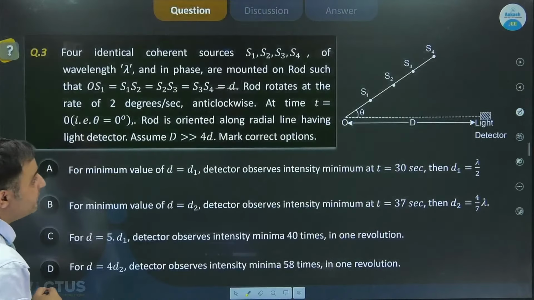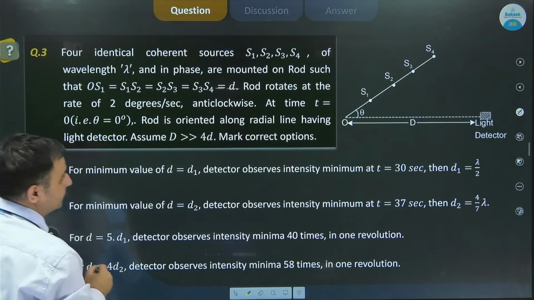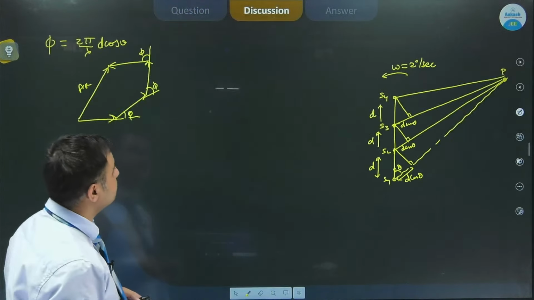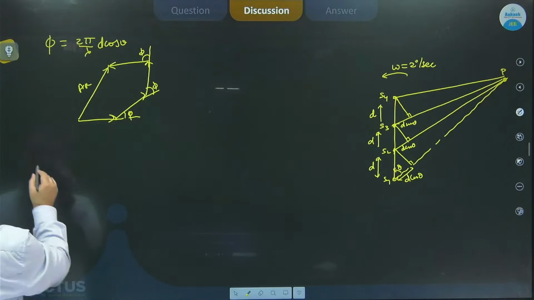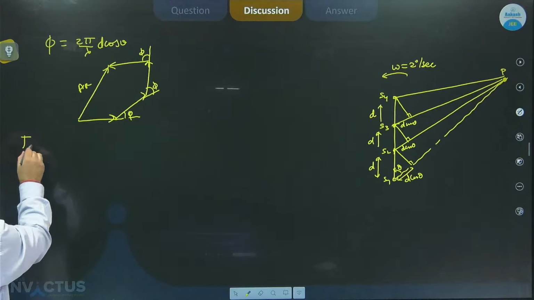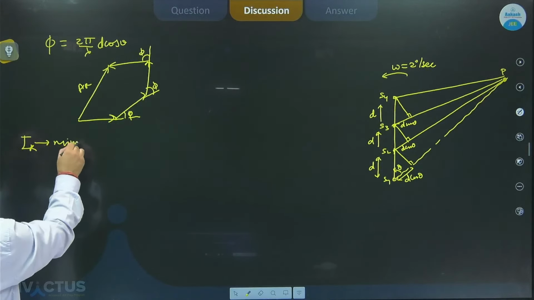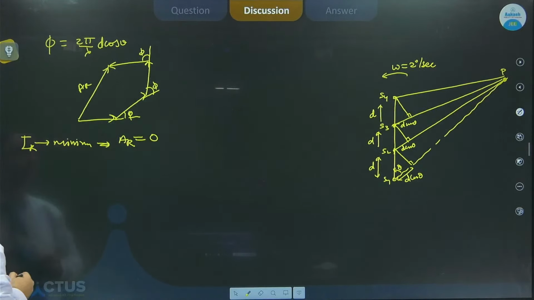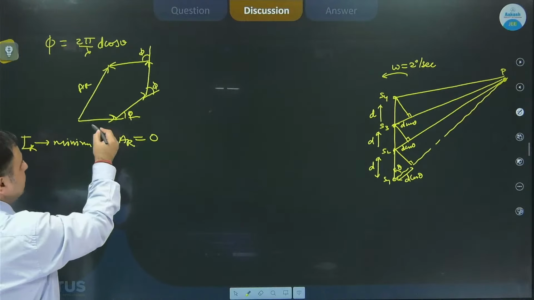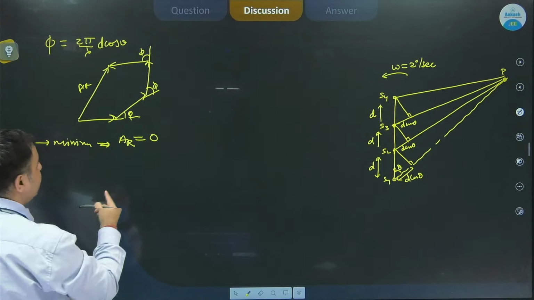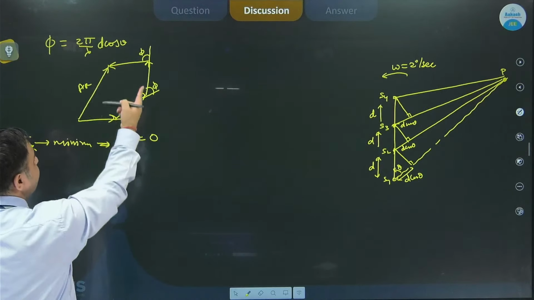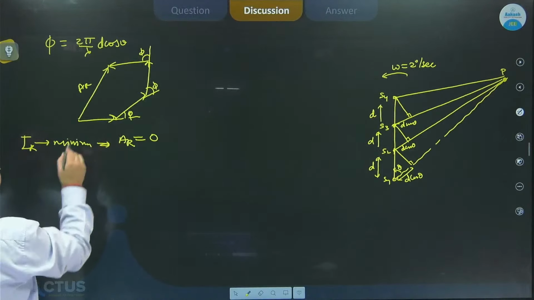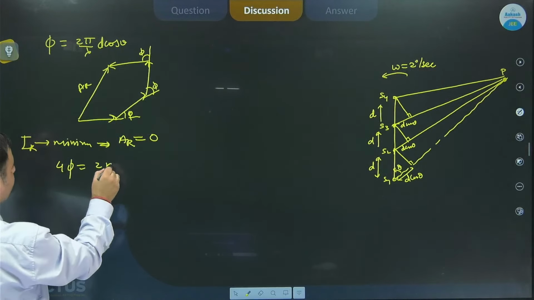The condition we are looking for, हम मिनिमा की कंडीशन ढूंढ रहे हैं, we are looking for minima, minimum intensity. तो मिनिमम इंटेंसिटी के लिए अगर P पॉइंट पर इंटेंसिटी मिनिमम होनी है तो for resultant intensity to be minimum, रिजल्टेंट एम्पलीट्यूड शुड बी जीरो। For resultant amplitude to be zero, ये जो वेक्टर डायग्राम है क्लोज लूप होना चाहिए। दैट मीन्स फाई का जो टोटल सम है, सभी फाइज का जो सम है, वो इंटीग्रल मल्टीपल ऑफ 2π होना चाहिए। That means 4 times phi should be equal to 2nπ.